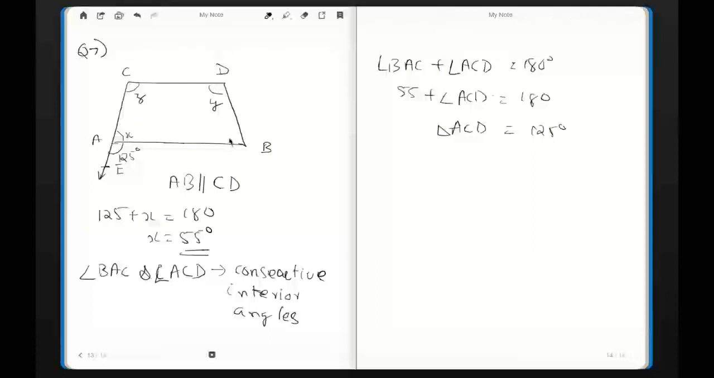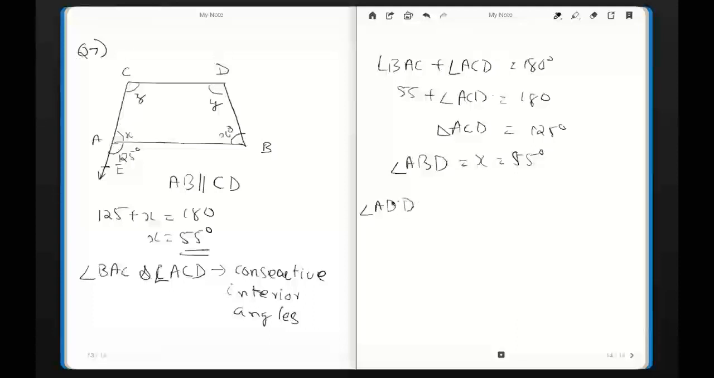Now, it's also given that this is X. Okay, it's also given that this is X. So, which basically means angle ABD is equal to X, which is equal to 55 degrees. And if that is known, if you consider BD as a transversal line to AB and CD, then what can you say about these two angles, angle ABD and angle CDB?